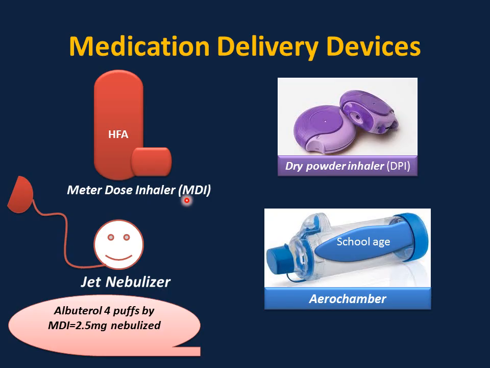Know that 4 puffs of albuterol with MDI are equal to 2.5 milligrams of nebulized albuterol with the jet nebulizer. So this one will take less than a minute to deliver the medicine. This one will take a very long time, 15 minutes, in order to deliver the medicine. So this is more practical.